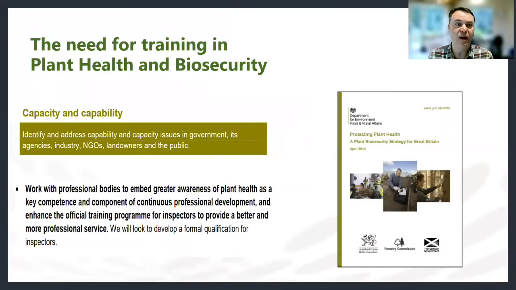I want to take you back to 2012 with the first finding of ash dieback in the country. This led to a major review of plant health and biosecurity and the publication of Protecting Plant Health, a Plant Biosecurity Strategy for Great Britain in 2014. Within that document, there was a need to develop capability and capacity within the UK and work with professional bodies to embed greater awareness of plant health as a key competence and component of continual professional development.